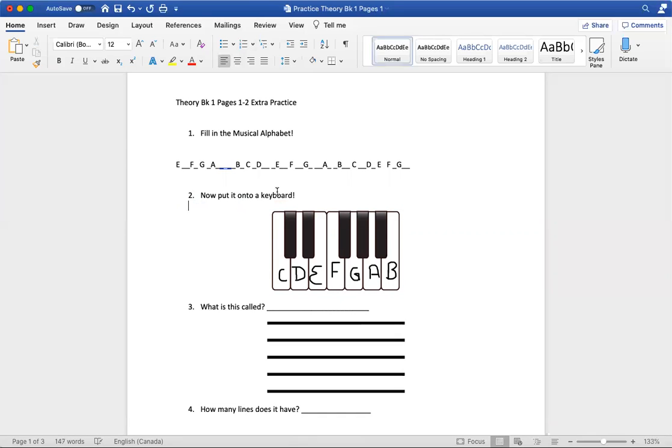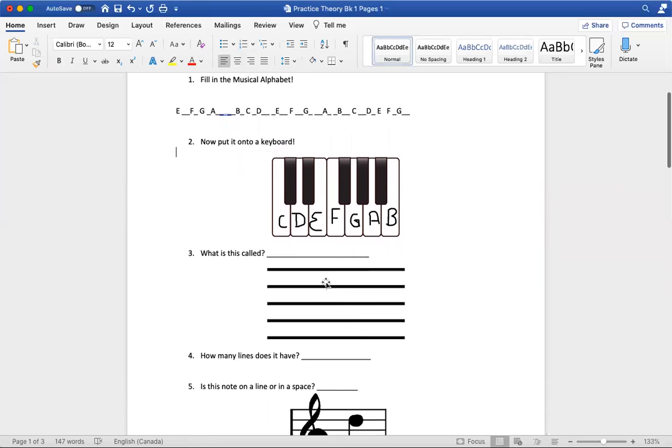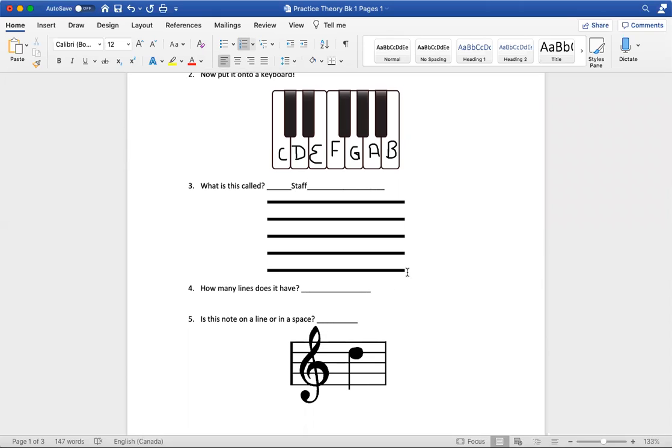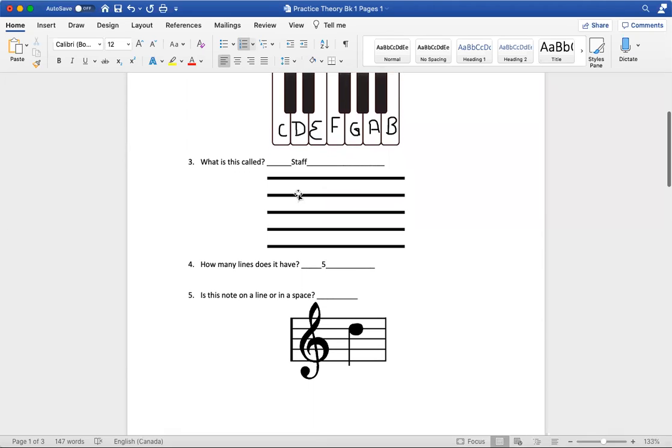So fix that. What is this called? We're referring to this little set of lines here. It has 5 lines and 4 spaces. That must be a staff, right? We've talked about that before. How many lines does it have? Well, we just talked about that. 1, 2, 3, 4, 5 lines. And we also know then that it has 4 spaces in between those 5 lines.